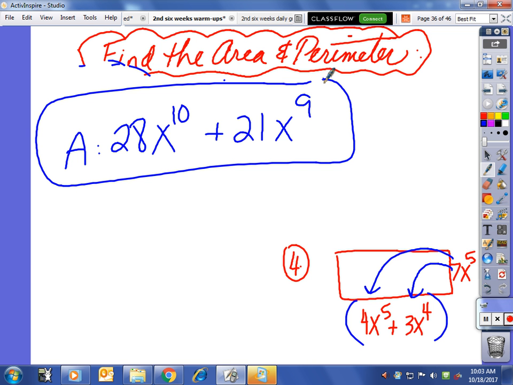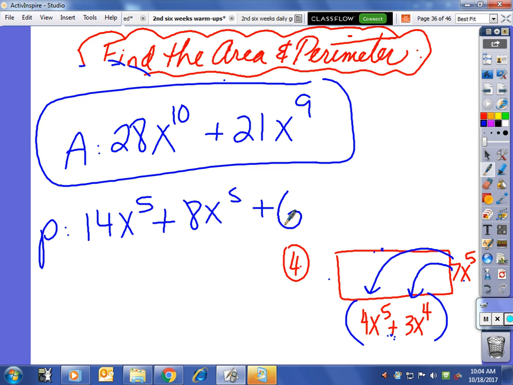Perimeter is adding up all the sides. And there are like terms here. This is what somebody told me last period, and they were partially correct. They just didn't finish. They doubled each side, and they doubled it correctly. They told me that 7x to the 5th plus 7x to the 5th is 14x to the 5th. That's absolutely true. Plus, they doubled this side because there's another side up here that's just like it, and they got 8x to the 5th plus 6x to the 4th. And they stopped and patted themselves on the back.